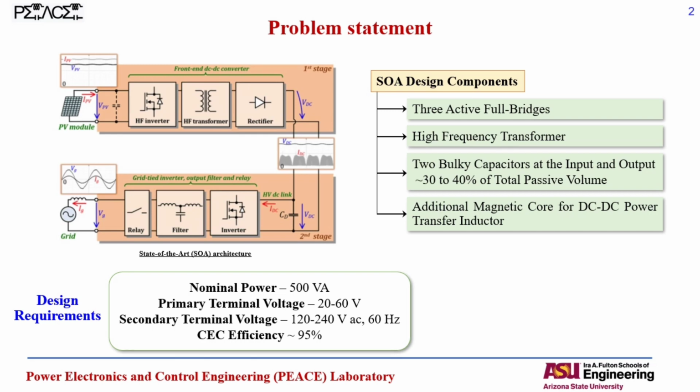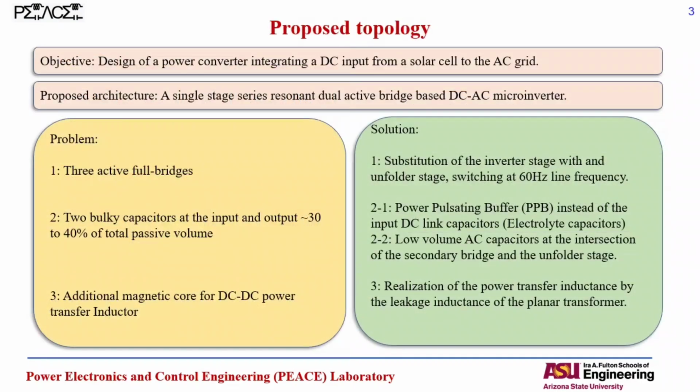So we are going to design an optimal modulation and an optimal design for a 500 volt-ampere system with 220 to 260 volts input that is connected to the 120 volts RMS or 240 volts RMS AC voltage, that is the grid working with 60 Hertz frequency. As I have mentioned here, the objective of the design is the connection of a DC input, that is a solar panel, to the AC grid. And our proposed architecture is a single stage series resonant dual active bridge based DC-AC microinverter.